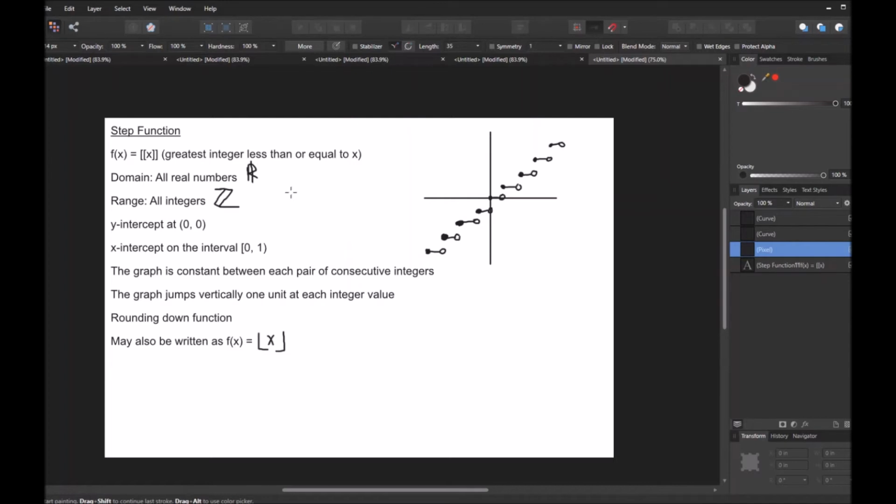The graph is constant between each pair of consecutive integers, and the graph jumps vertically 1 unit at each integer value. It's also called a rounding down function, and you may also see it written as this kind of almost bracket thing, but not quite a bracket. So as you can see, on the left hand side you always have the closed bracket, meaning it's including that point, and then on the right hand side it's an open bracket, meaning it's not including that point, because at that point it jumps up to the next value. So those are the functions you need to know about for this unit, so let's get on to some practice problems.